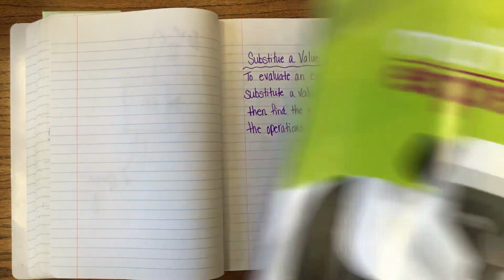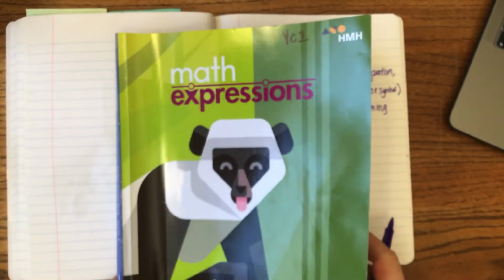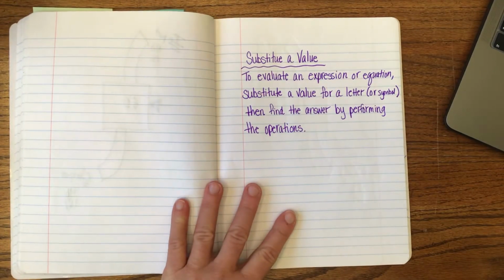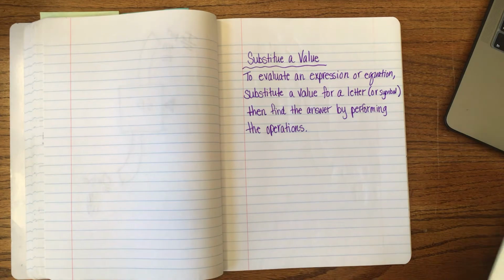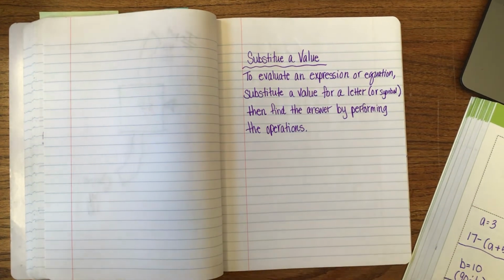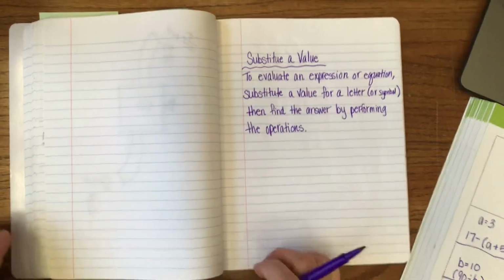I need you to go and get your math book, a piece of paper, and a pencil. Stop the video until you have those three things: your math book, a piece of paper, and a pencil.